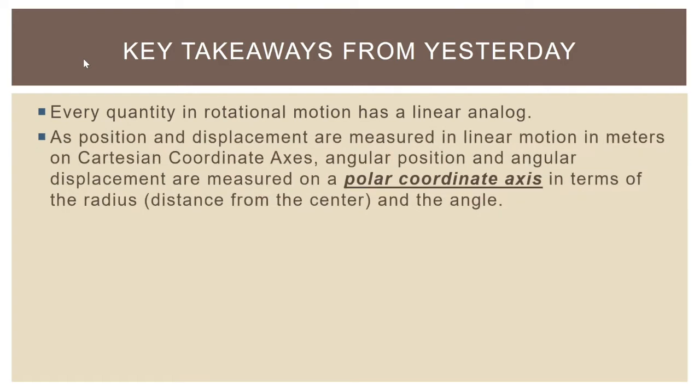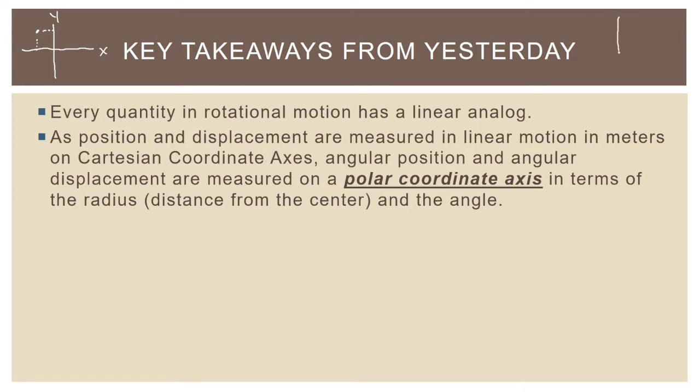As position and displacement are measured in linear motion in meters on Cartesian coordinate axes, angular position and angular displacement are measured on a polar coordinate axis in terms of the radius, the distance from the center, and the angle. So here's the deal. If we are trying to locate a point on a Cartesian coordinate axis, like just a regular old XY axis, we say the point is here. And so its Y coordinate is this, and its X coordinate is this, and that's its location.